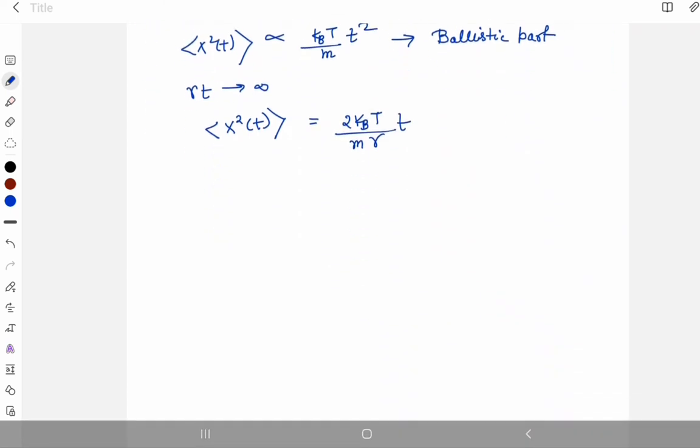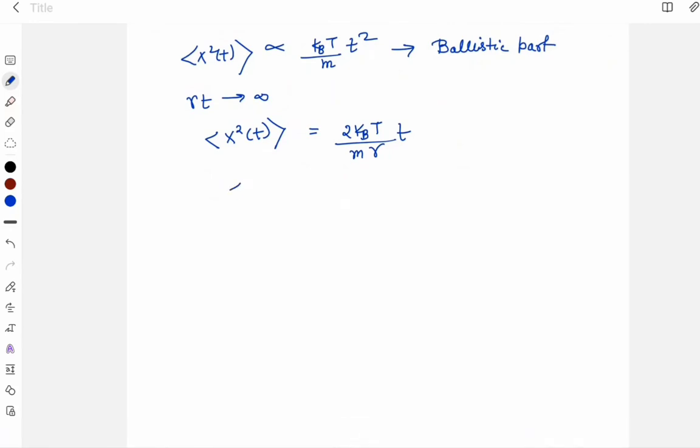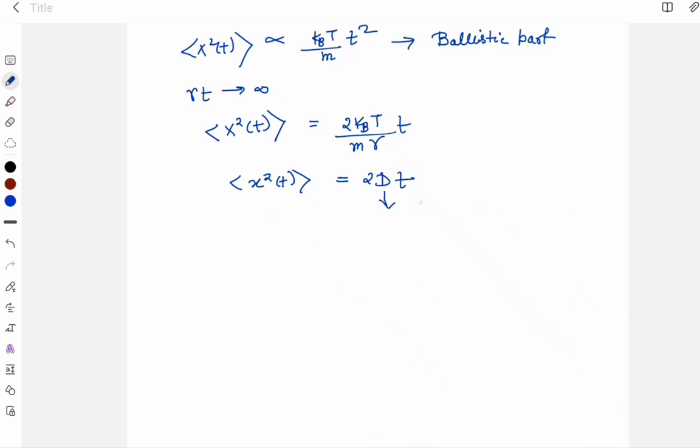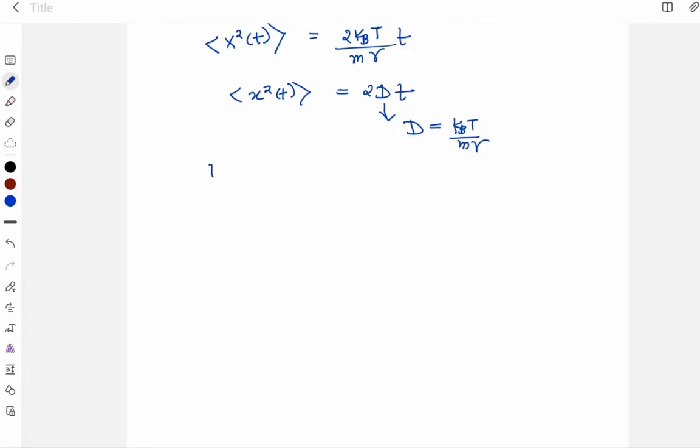Okay. Now you can see this is similar to the equation which we obtained earlier, ⟨x²(t)⟩ equals 2Dt. If you compare these two relations, this is for the diffusion of molecular particles, like a dye or something else, and D is the diffusion constant. So for our case, D is kBT over mγ. So now we have found the expression for the diffusion of the Brownian particle, which is kBT over mγ.